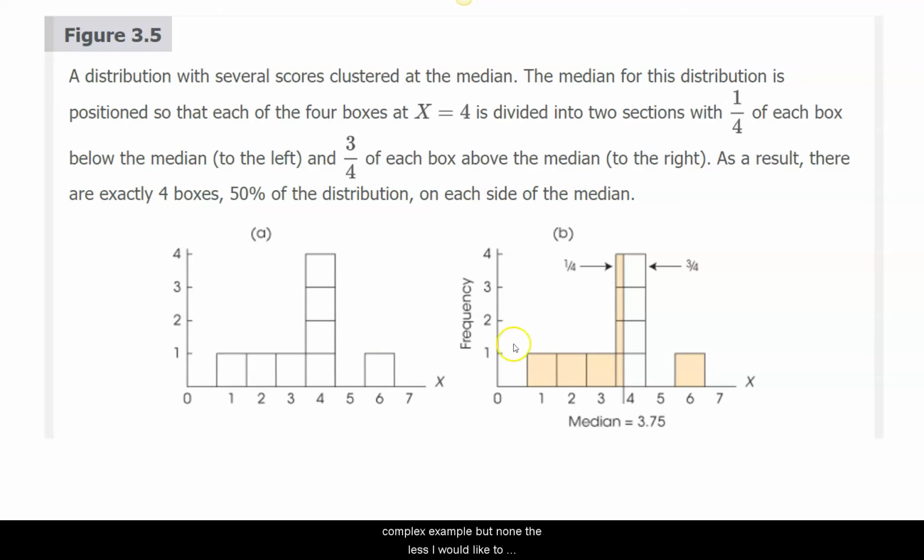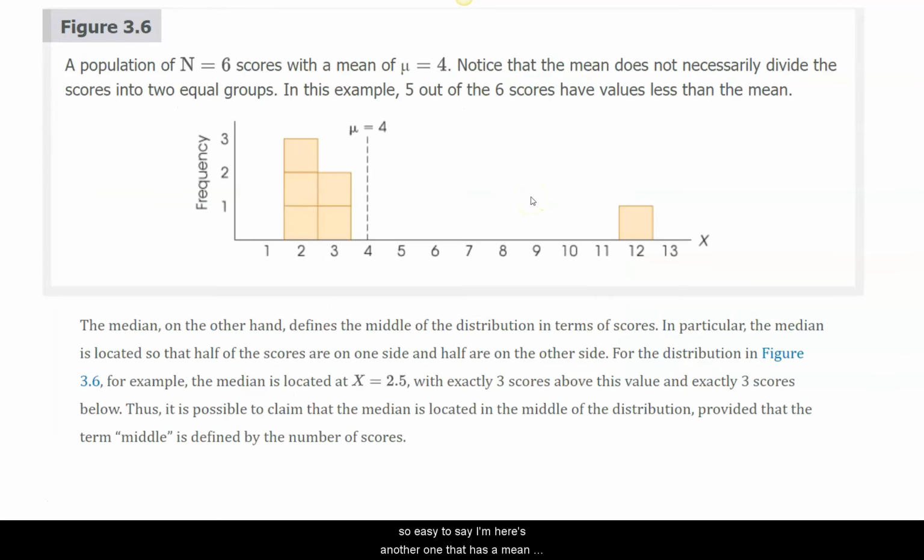This is an overly complex example, but nonetheless, I would like to illustrate that it's the bifurcating point, which sometimes is easy to see by the histogram and sometimes not so easy to see. Here's another one that has a mean of 4, but our bifurcating point clearly here is 2.5. This is a weird array of numbers that has a mean that's kind of pulled down by this 12. It's pulled to the high side. But you can see here the median, 1, 2, 3, 1, 2, 3. I got 6 boxes. Isn't 2.5 the exact place that divides those boxes in half? It sure is. 3 of the 6 boxes appear to the left of 2.5. 3 of those 6 boxes appear to the right. So that's a fairly easy median.